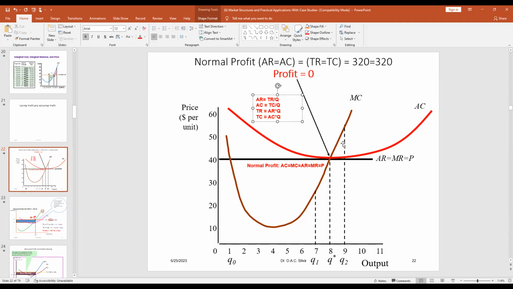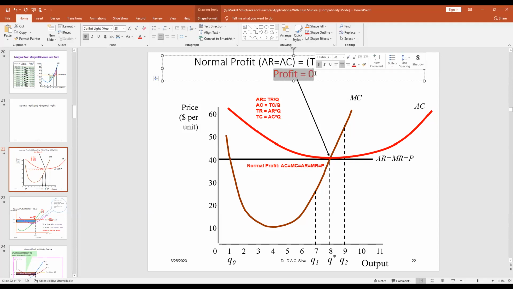How are we going to calculate? AC into Q. This is the AC curve and Q. This is also the same, 320. So then we can say profit is 0. There is no abnormal profit. There is a profit given to the entrepreneur who is risk taking.